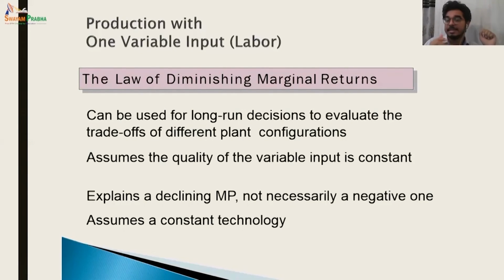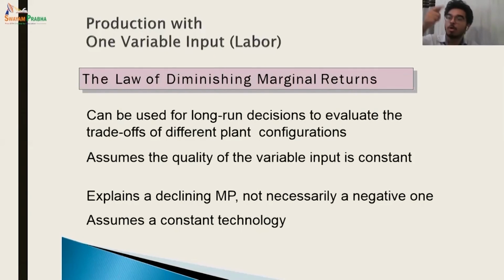It explains a declining marginal product, remember, but not necessarily a negative one, right? Beyond 4, you see that every additional unit of labor causes a decline in marginal returns, that additional output, that is my marginal productivity, right? So the additional output falls. Here the name is slightly different: not diminishing marginal productivity, but diminishing marginal returns.